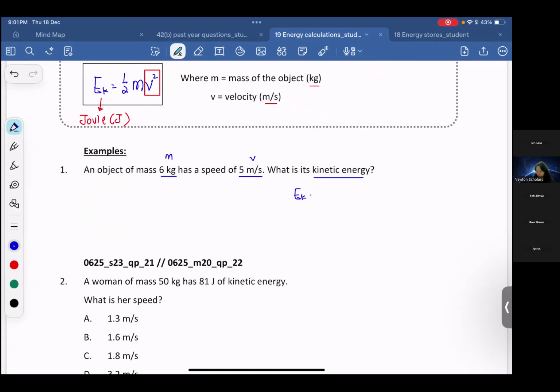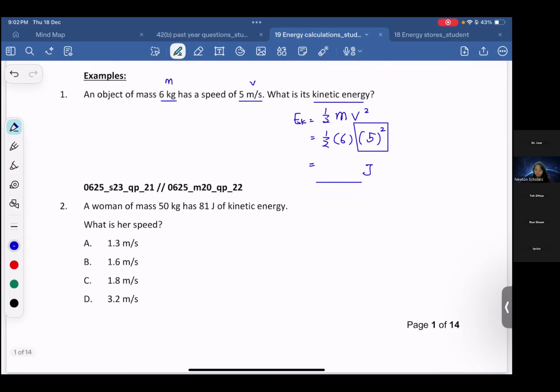So kinetic energy is 1 over 2 mv squared. You need to have the habit: write down formula, substitution, final answer with unit, 3 steps, okay? So 1 over 2 times 6 times 5 squared. Square is for the 5 only. Press your calculator and then tell me how many joule. This is for the first question. Yes, Zihua already got the answer, 75. So you need to press your calculator. Make sure you know how to press it.